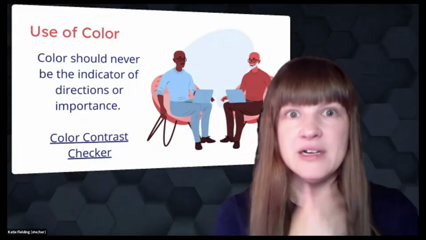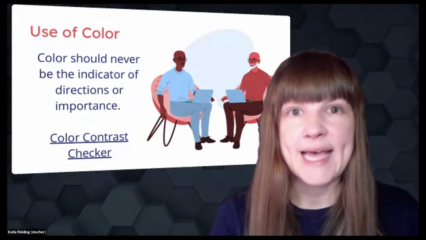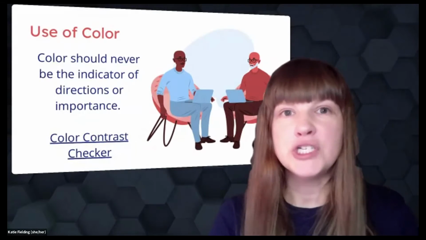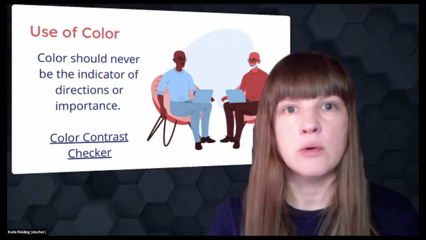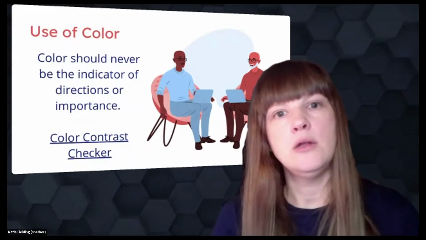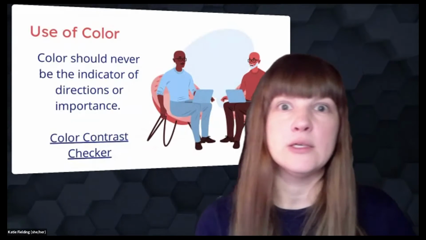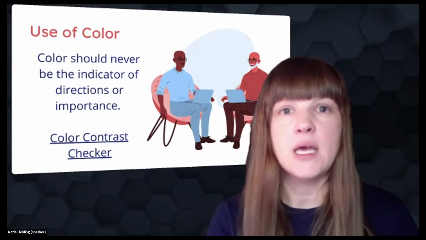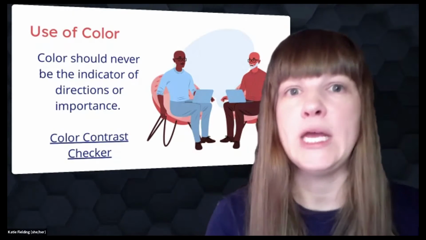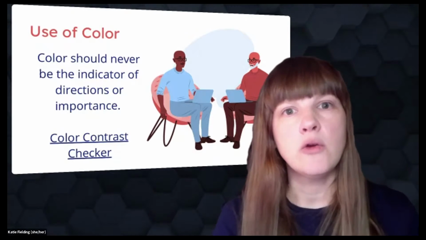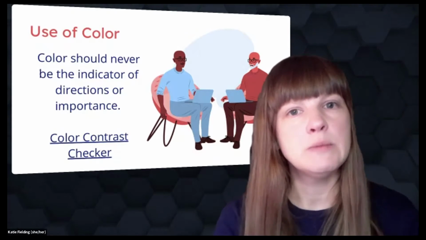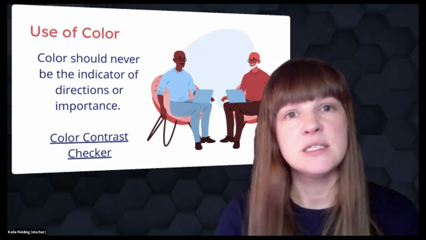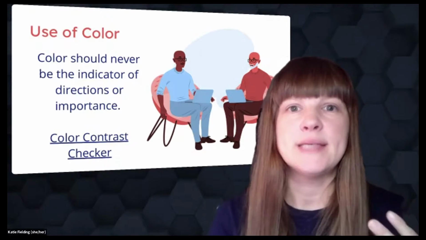The use of color. Now, I said earlier that 8% of the population is colorblind, so this is a big one. Color should never be an indicator of directions or importance. So you should never say, do the things in green or do the things in red. There may be people that cannot see those colors. Also, you should use a color contrast checker when creating graphics. So if you are creating graphics for, say, your school's Facebook or other social media platforms, you want to make sure that the text and the background color is a good contrast.